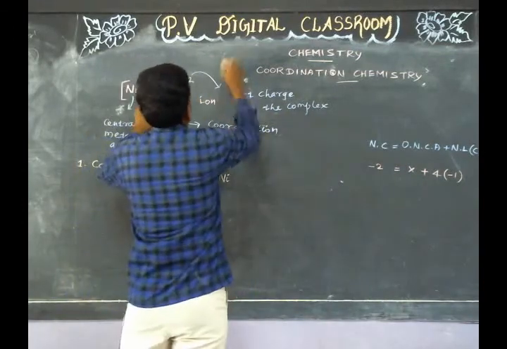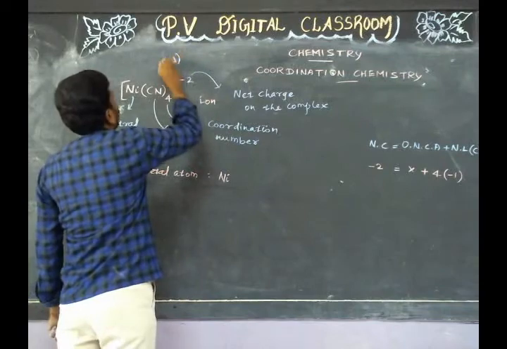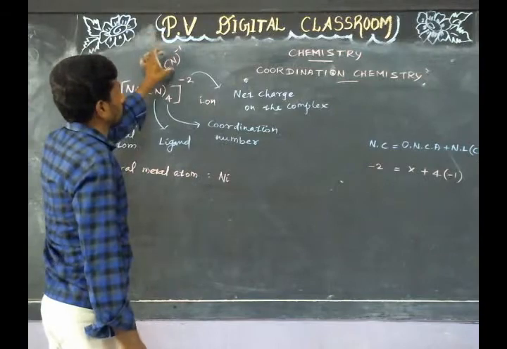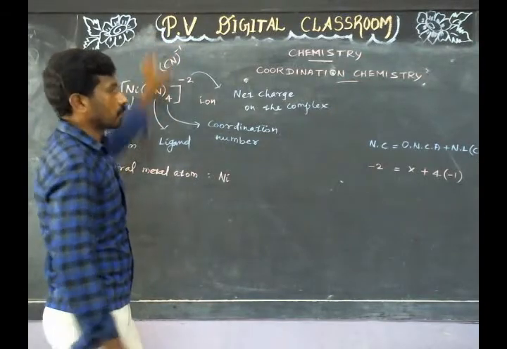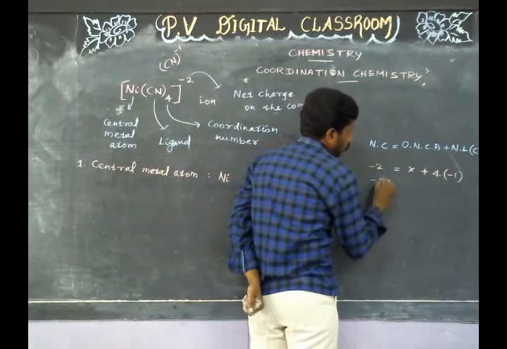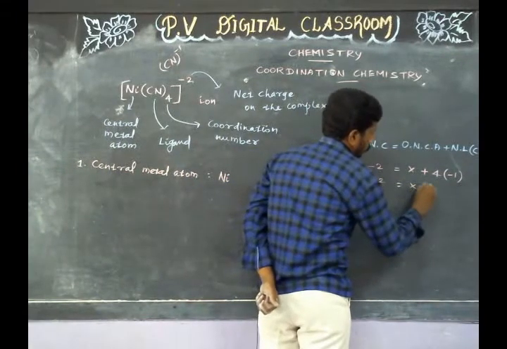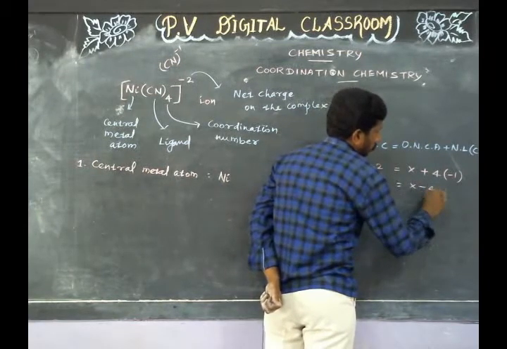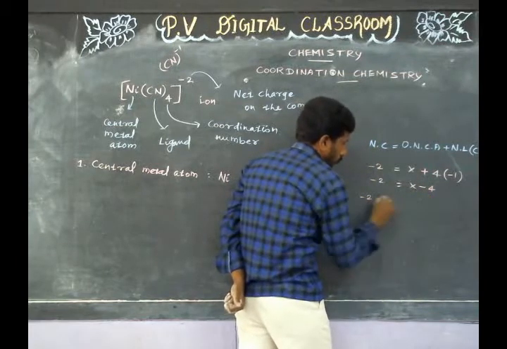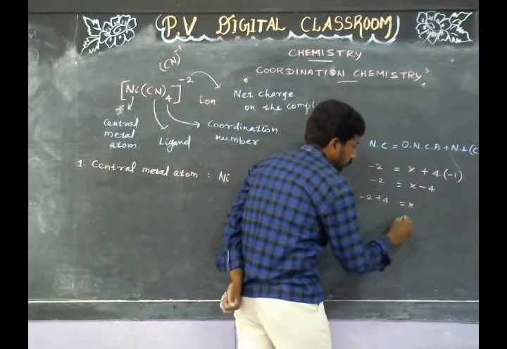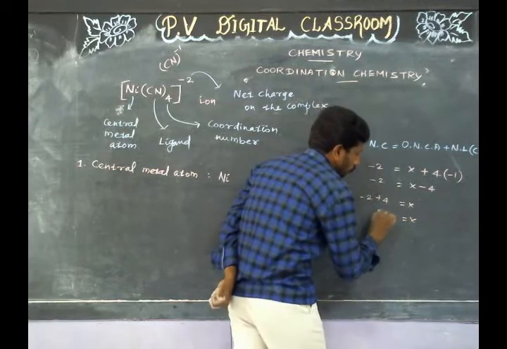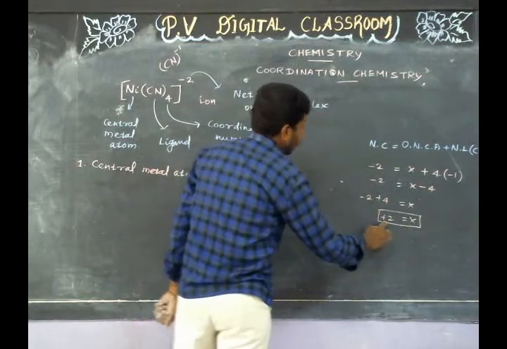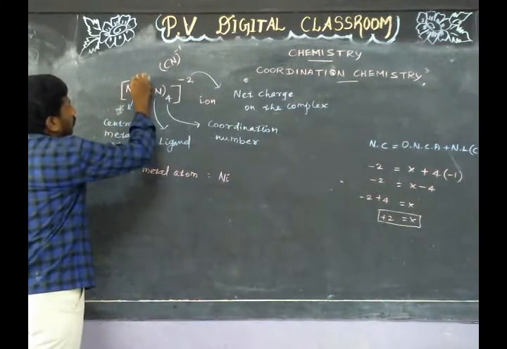since CN to the power -1. This -1 represents the charge of this ligand. -2 is equal to X plus 4 times -1, so -2 is equal to X minus 4. -2 plus 4 is equal to X, therefore X is equal to +2. It represents the oxidation number of the central atom.